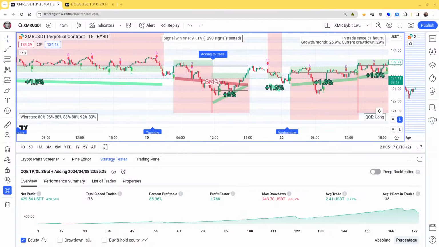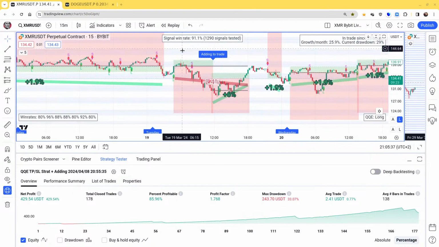Okay, smart people. Today's lesson is about adding to trades. Specifically, adding to losing trades. Losing trades sounds kind of wrong. Trades which are currently in the red, but which we of course expect to be winners most of the time. So, how does it work?